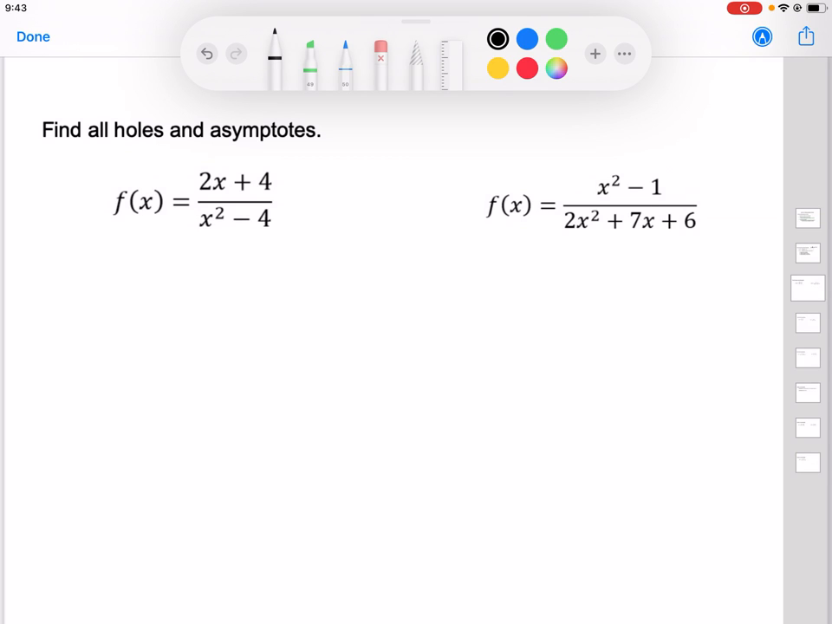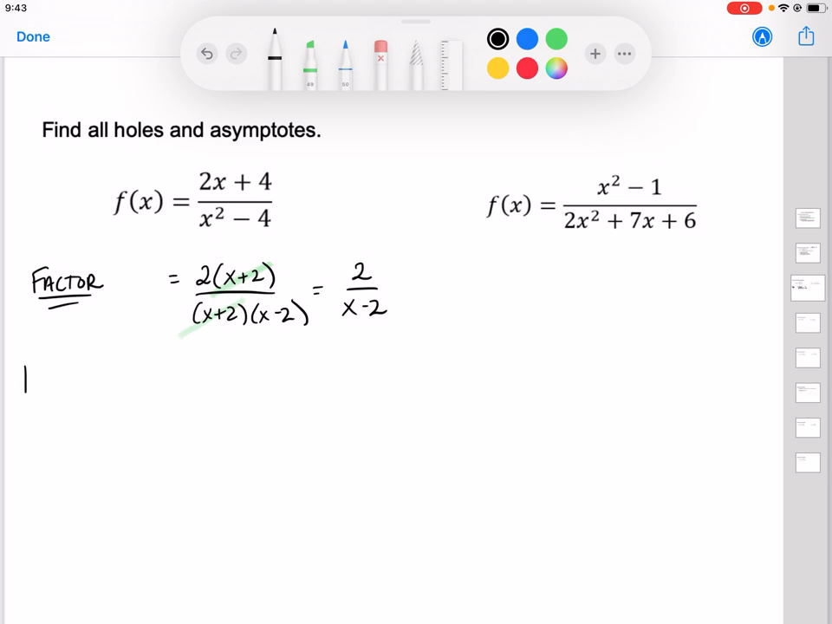It doesn't matter what order you find these in. I like to find the vertical asymptotes and holes first. Let's go ahead and do that. So first thing I do is I factor. And I factor everything. So we have 2 and then x plus 2. And then we get x plus 2, x minus 2. Now, in this one, we have a common factor. We get rid of that. So we have 2 over x minus 2.